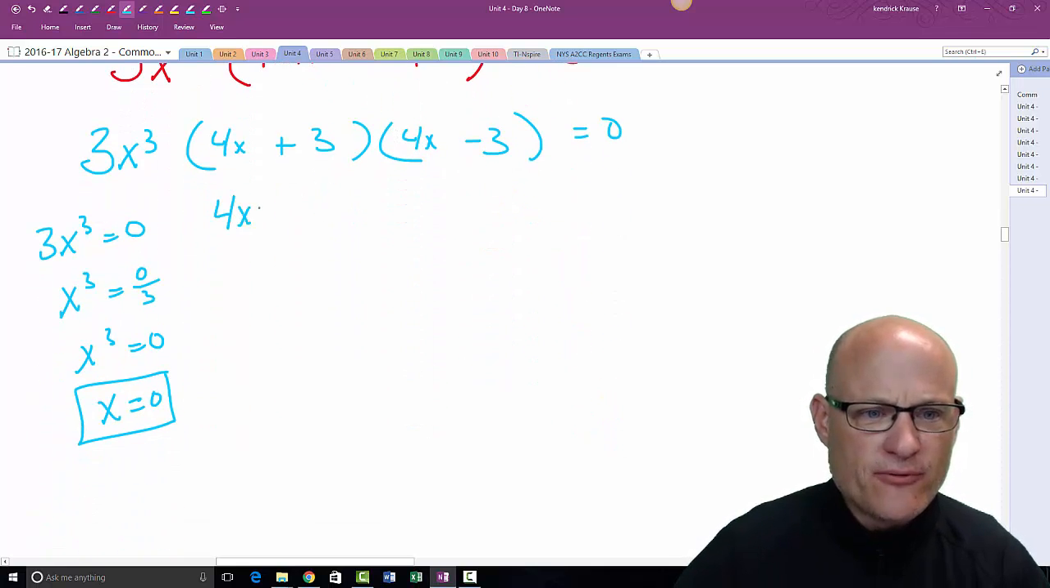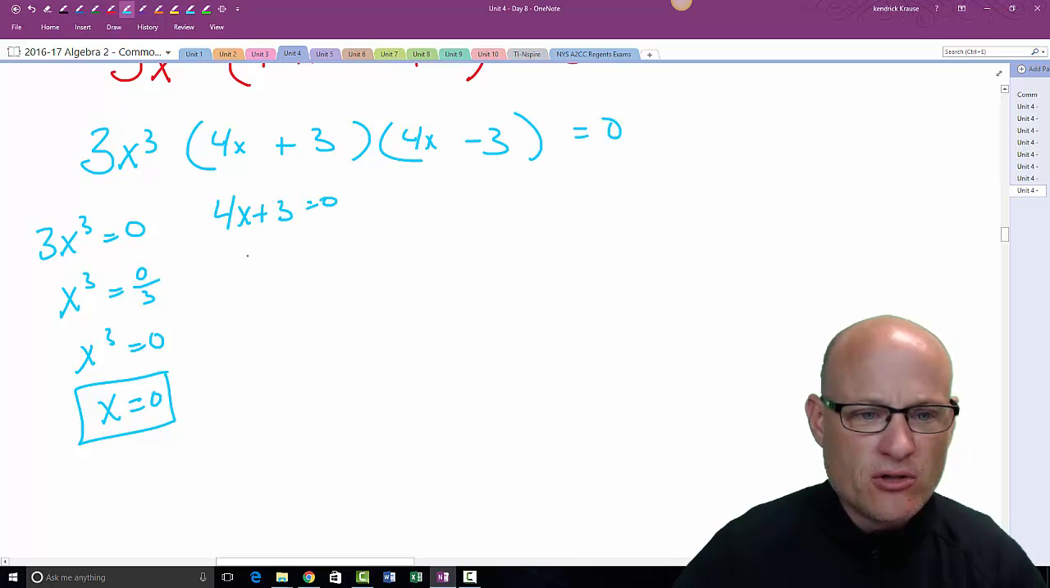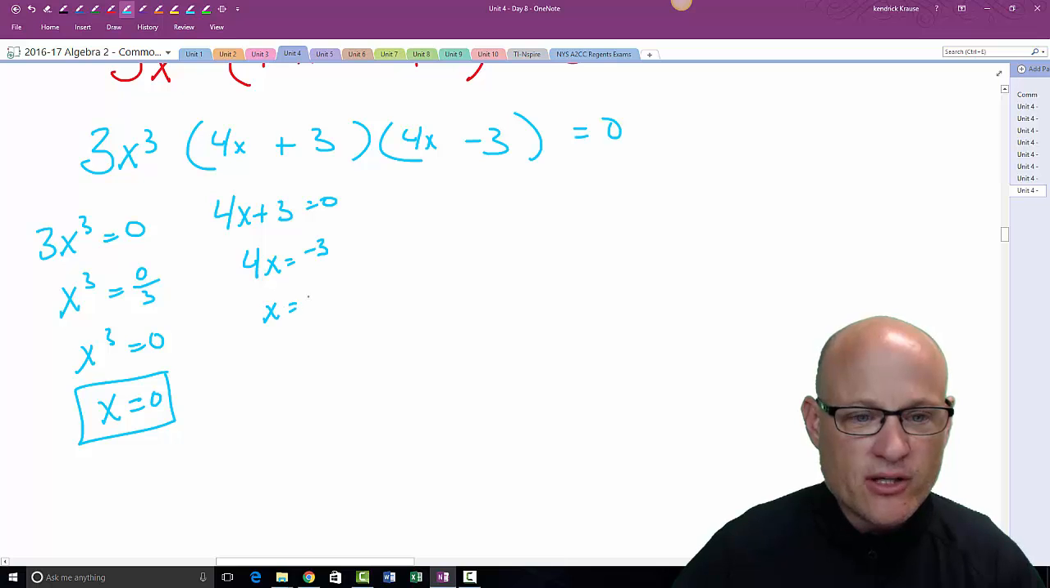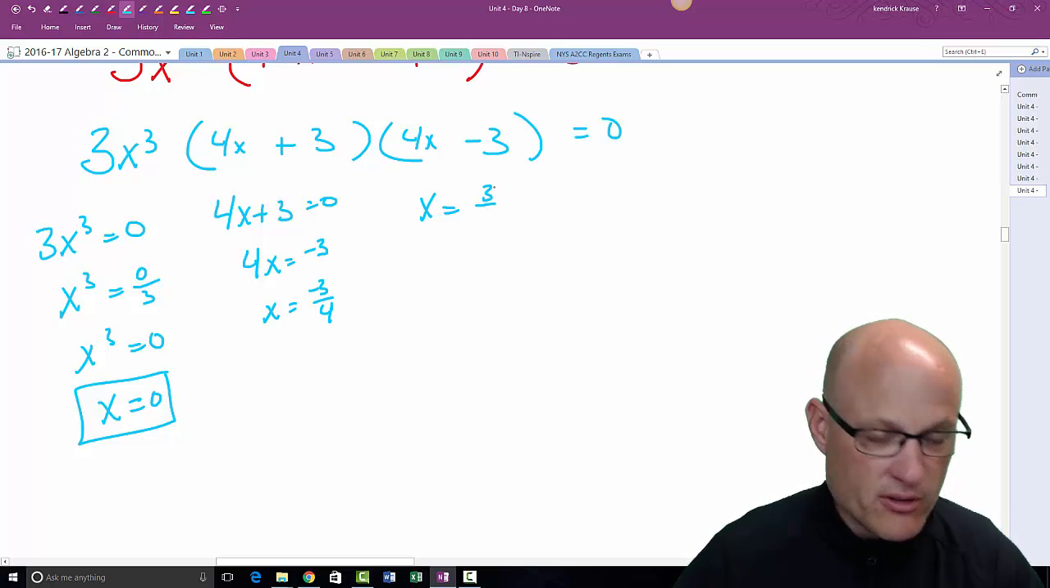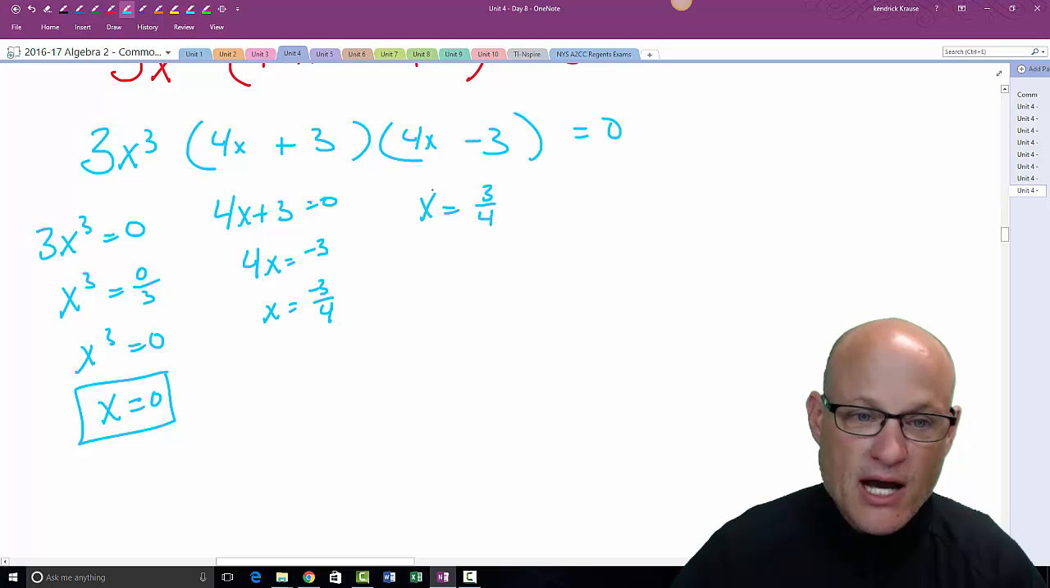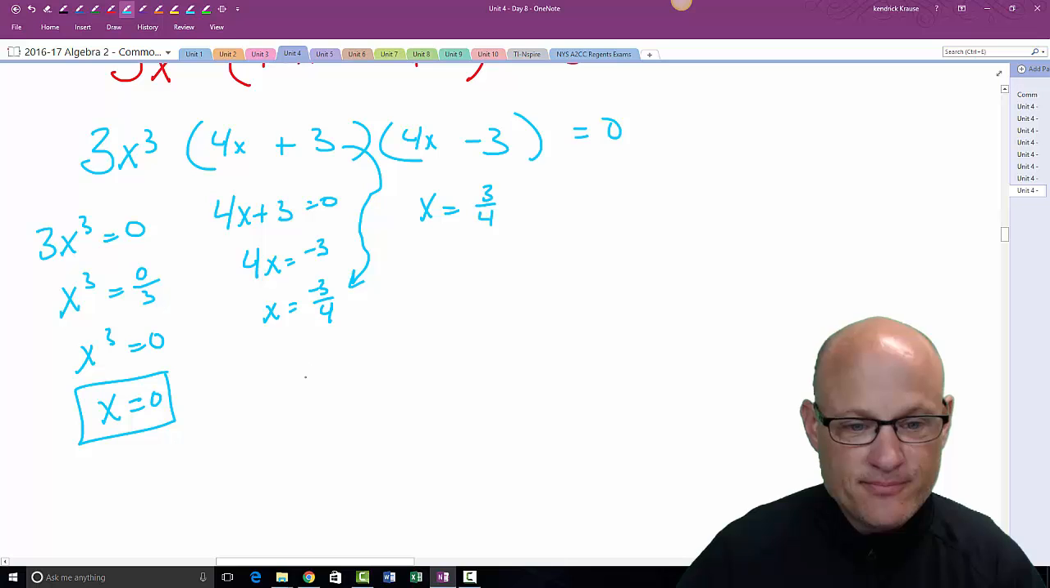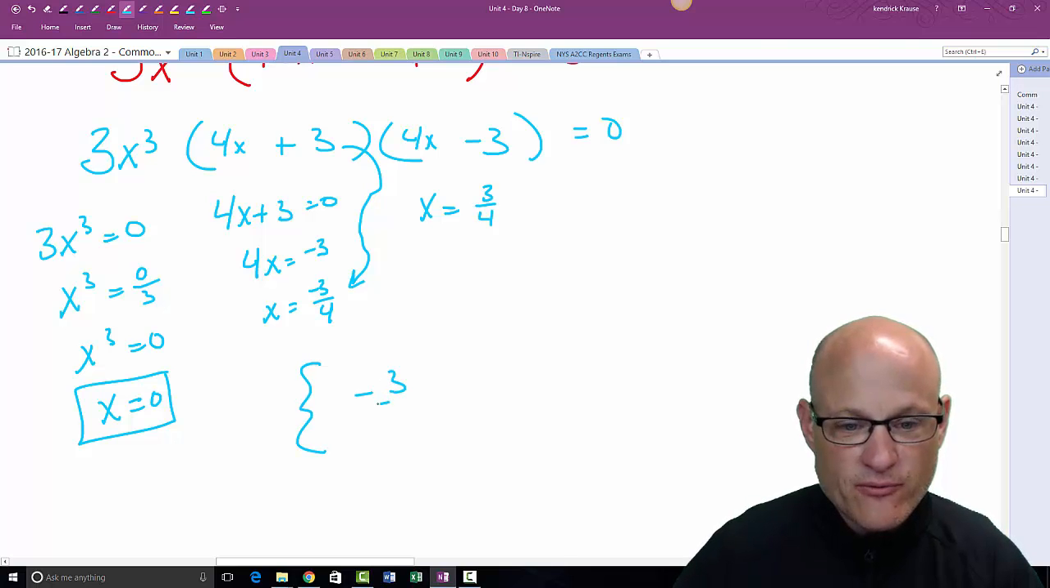Set this equal to 0. 4x plus 3 equals 0. 4x is equal to negative 3. x is equal to negative 3 over 4. Guess what this one's going to be? x equals positive 3 over 4. Oops, not 3 over 3. That's embarrassing. 3 over 4. I would hope eventually you get to the point where you can just skip to these steps. So, negative 3 over 4, goose egg, and 3 over 4.